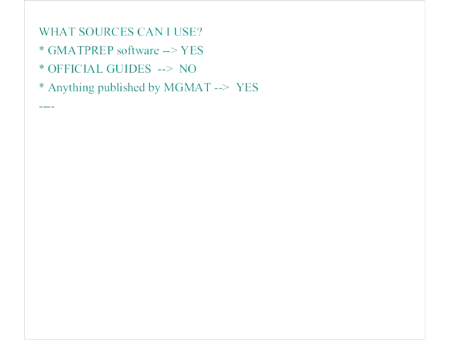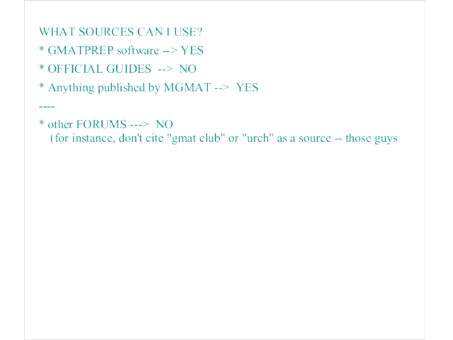Okay, as far as other sources go, by the way, other forums, no, because forums are not original sources of problems. So for instance, don't cite GMAT Club or Urch as a source, because those guys don't write problems. GMAT Club and Urch are just forums where people post problems that other people wrote. So if you write me a problem and you say it's from GMAT Club, I'll have to throw it out because I'm not going to know where it's from.